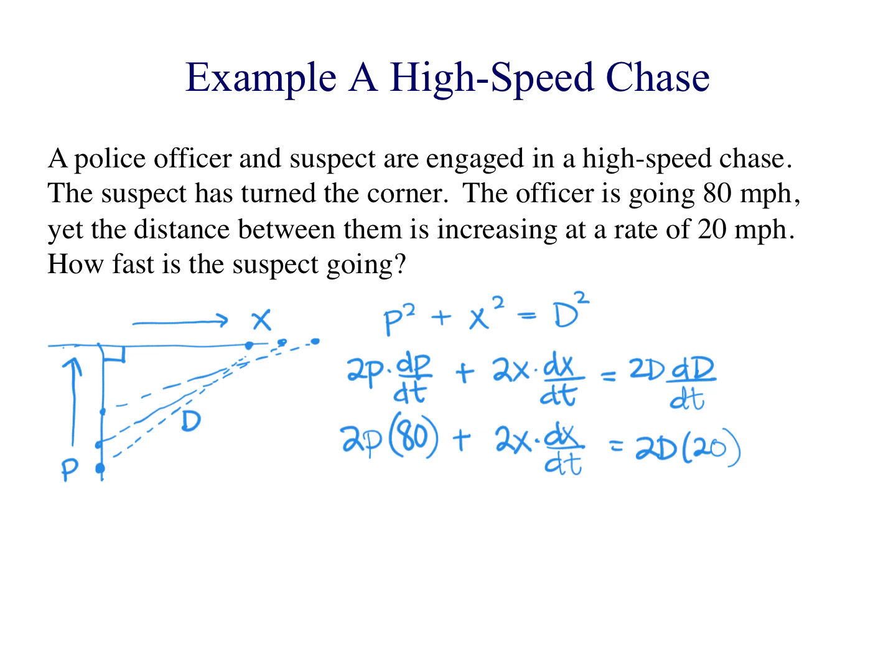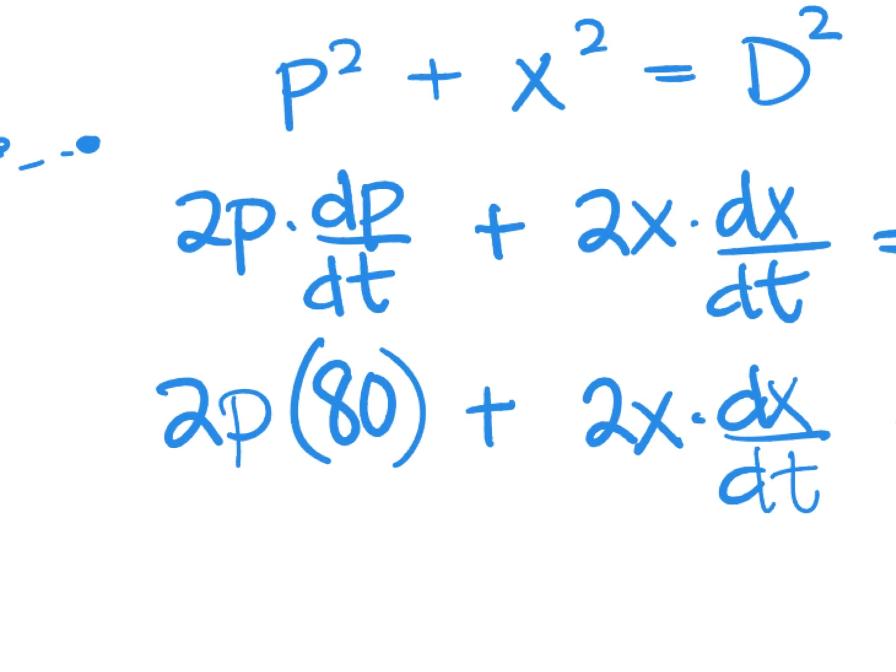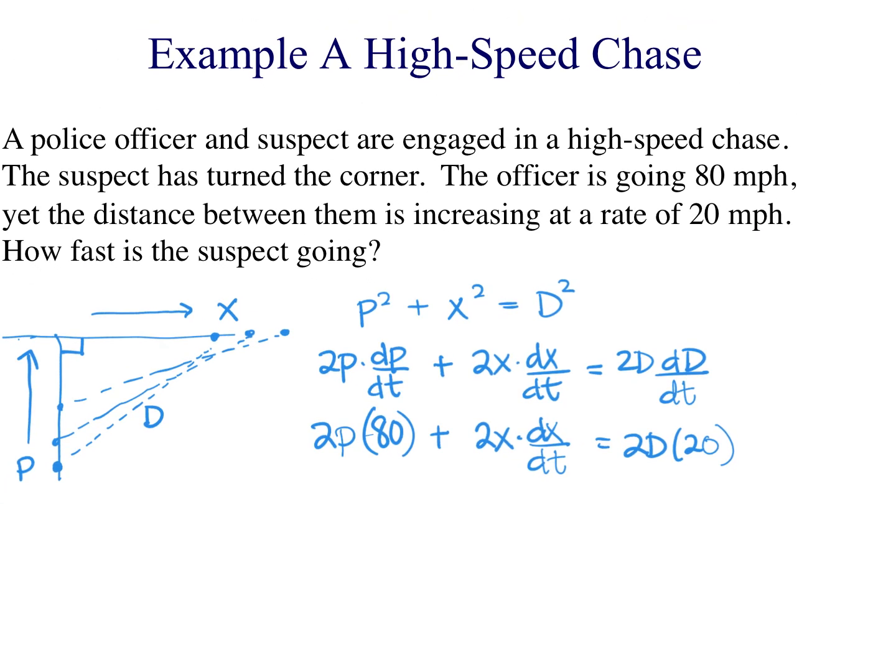P is shrinking. And if p is shrinking, you have to put a negative in here, because the side is shrinking in size. Don't think negative like going backwards. That's not what we're talking about. It's the rate of the fact that the dimension itself will be shrinking. All right, so I have negative 160p plus 2x dx/dt equals 40d.